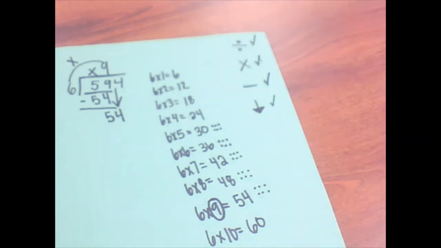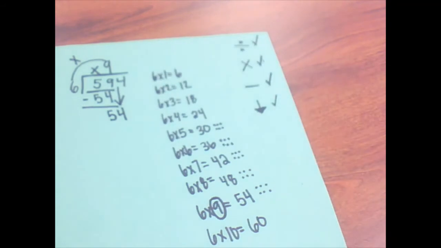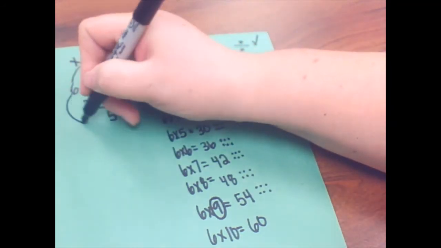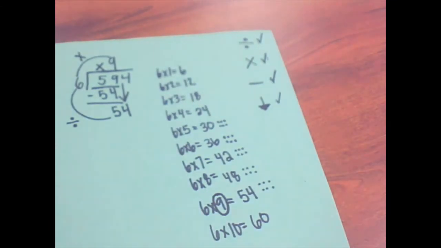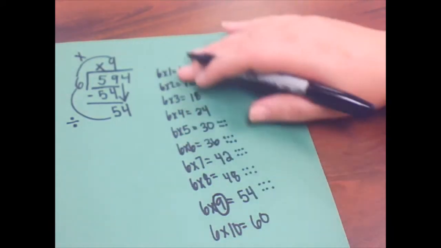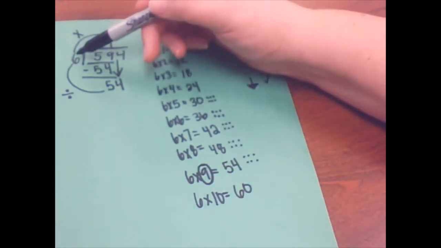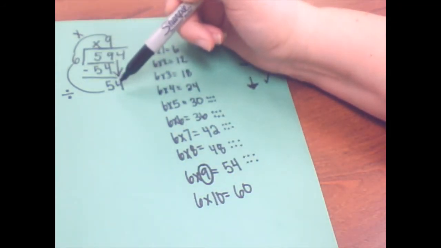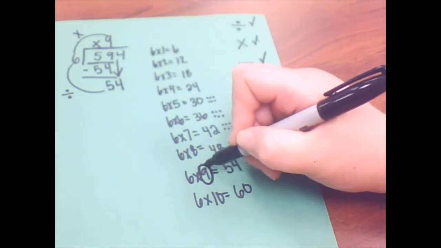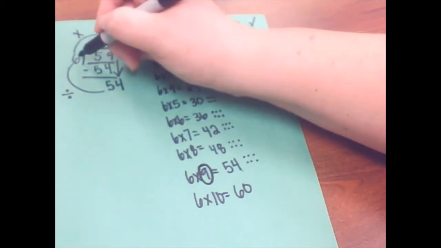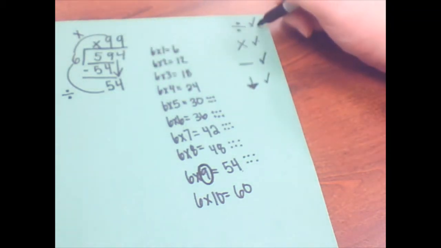I'm going back to division. Remember when I divided 6 into 59? Now I'm going to divide 6 into 54. I already wrote my facts out here, so I should be able to find how many times 6 can go into 54. Well, there's my 54, so I'm going to circle the 9, and I know that 6 goes into 54 9 times. I divided.